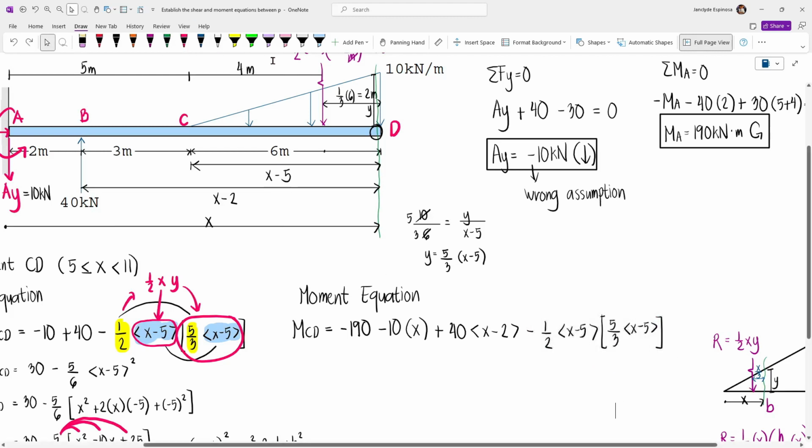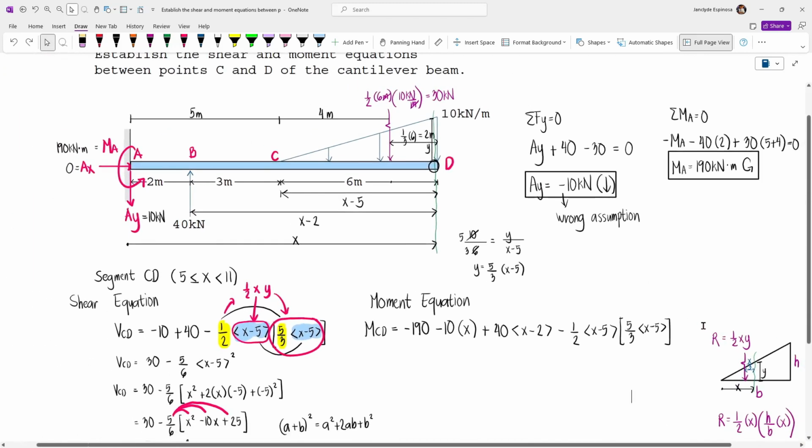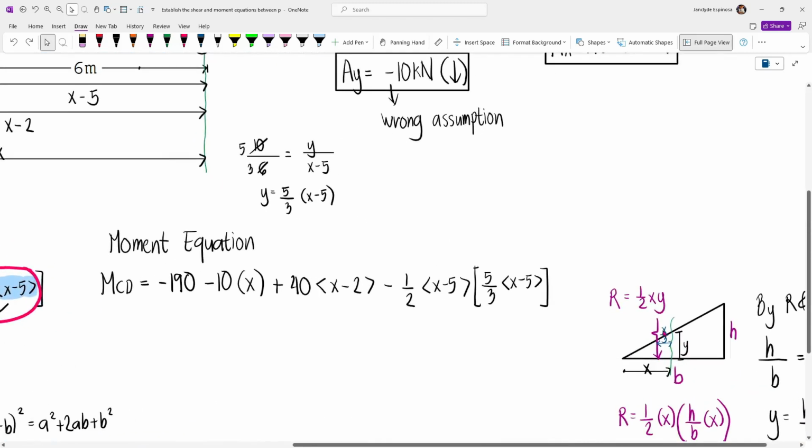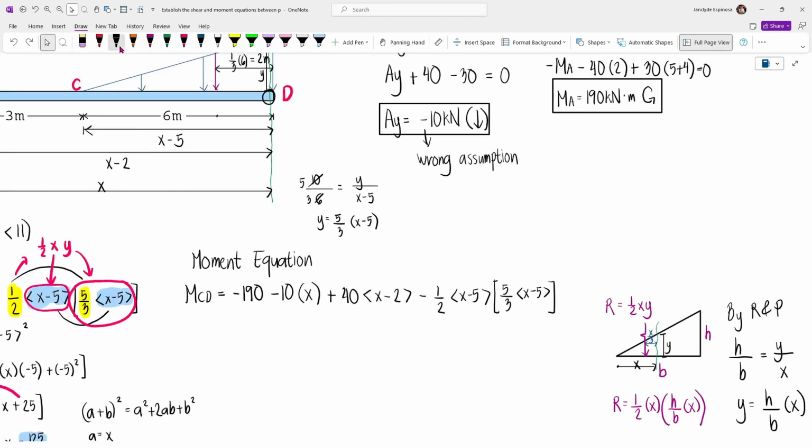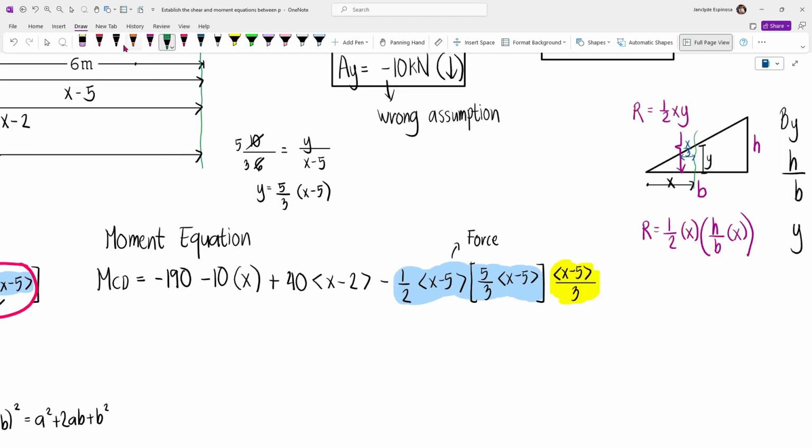Now the moment arm going to the cut is going to be the base divided by 3, just like this one, X over 3. So again, this is the force, and our moment arm is (X minus 5), the base, divided by 3. This is 1/3 of the base, just to reiterate. And so this is the moment arm.